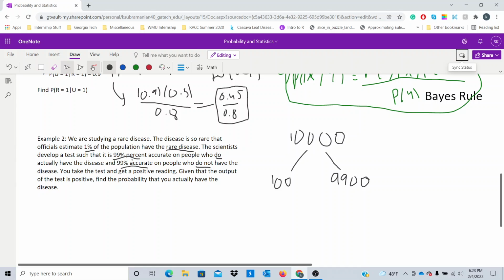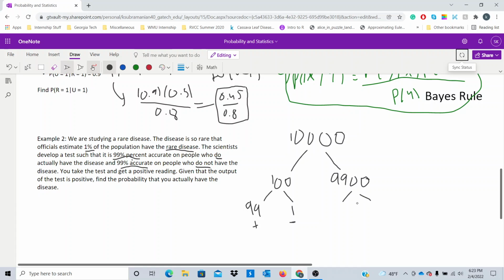We also know that the scientists developed a test such that it's 99% accurate on people who do actually have the disease. So if somebody has the disease, the test will 99% of the time say that you do have the disease. So it'll give you a positive reading. Among these 100 people, 99% of the time when they take the test will read positive, right? So 99 people among these 100 will test positive, and 1% will test negative among people who actually have the disease.